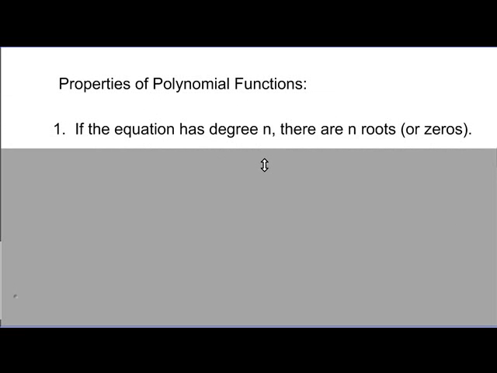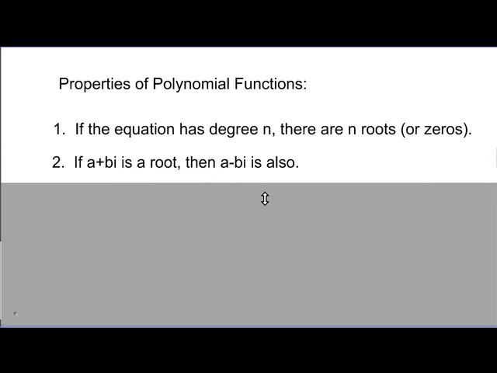First of all, if you have a polynomial function with degree n, there are going to be n roots or n zeros of that function. If you have a quadratic function, there are 2 zeros. If you have a cubic function, there are 3 zeros. If you have a fourth degree function, there are 4 zeros. Those zeros might be rational numbers, might be irrational numbers, might be complex numbers.